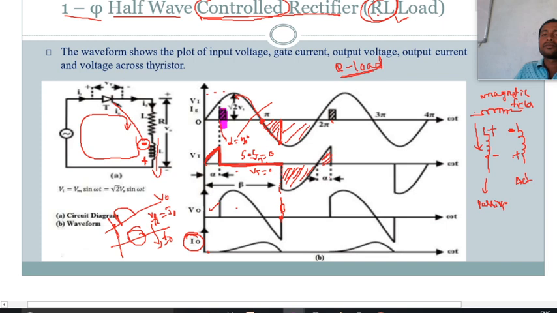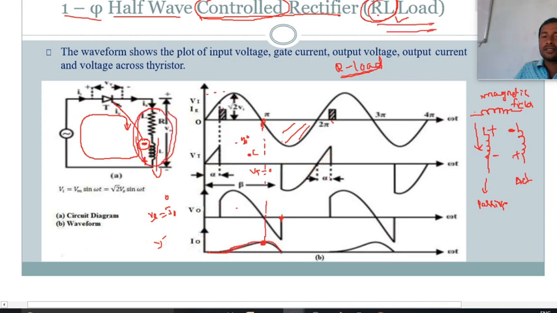So look at the diagram, how the energy is stored in the inductor. This is the point up to here. Look at this one, up to here, energy will be stored in the inductor, and after this point, energy will be released. If the inductor has a larger capacity, energy storing will be like this and it releases slowly. If the inductor has more capacity, it will store energy and release slowly like this.